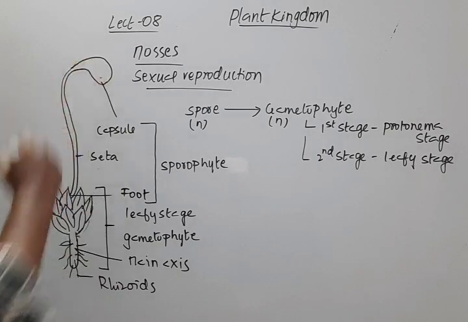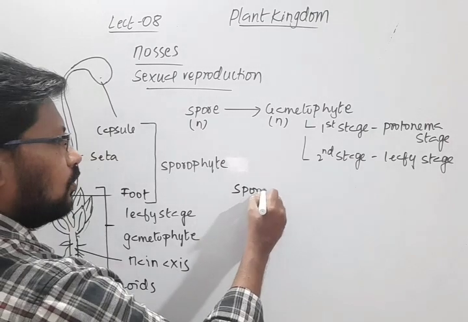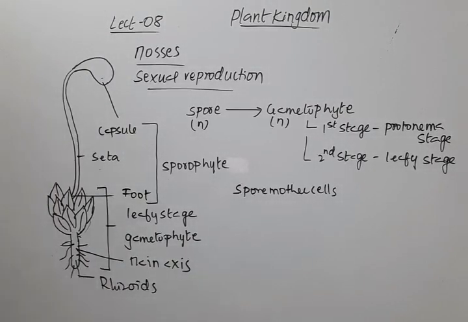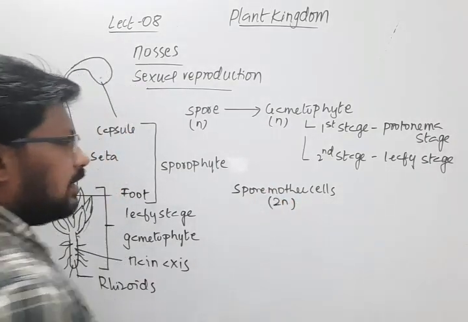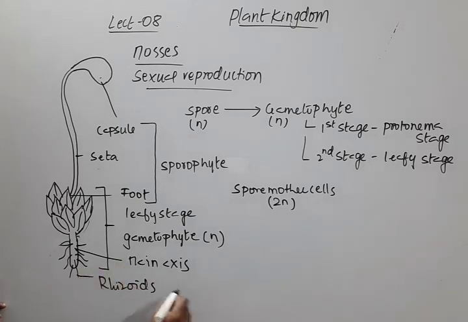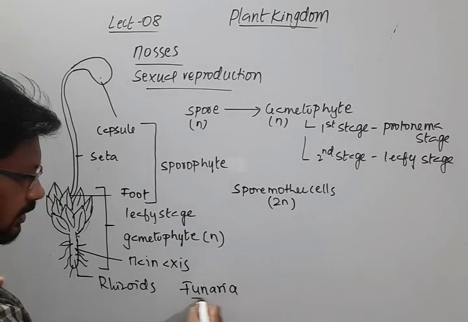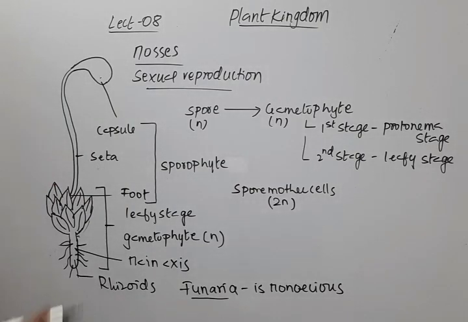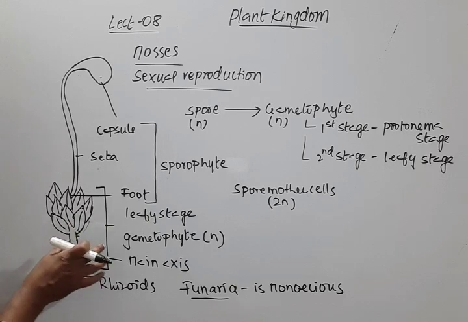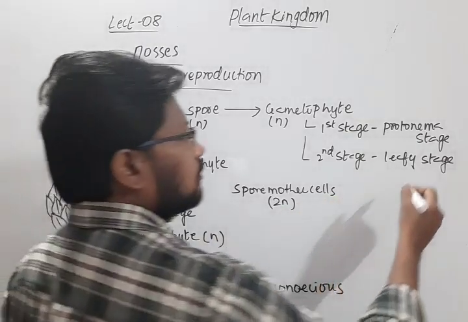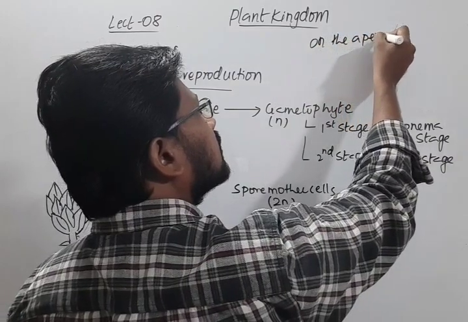Now inside this capsule there are spore mother cells. These spore mother cells will be diploid in condition. Here this gametophyte is actually haploid. The example I'm talking about is Funaria. This Funaria is monoecious, so on the apex, on the top of the gametophyte, there will be development of sex organs, both male and female sex organs.